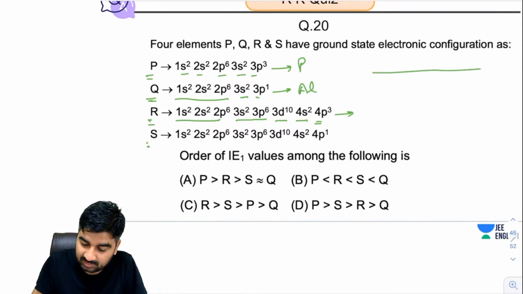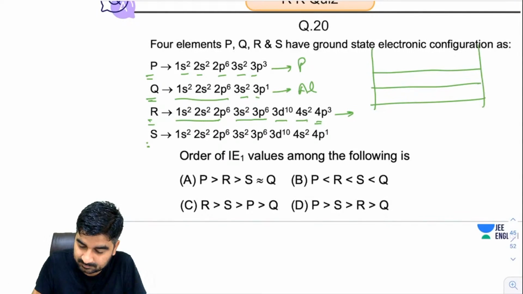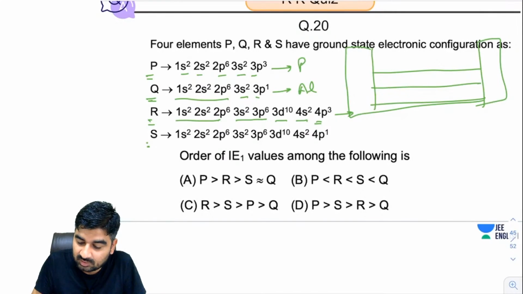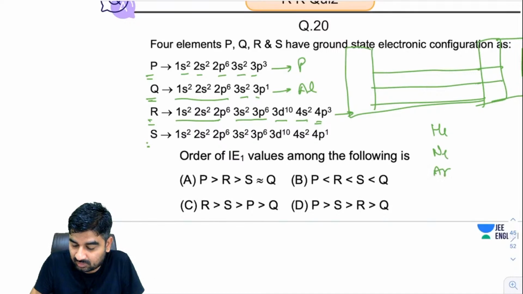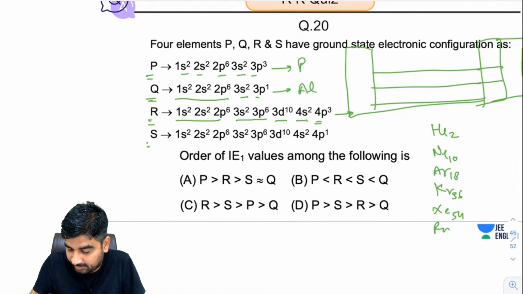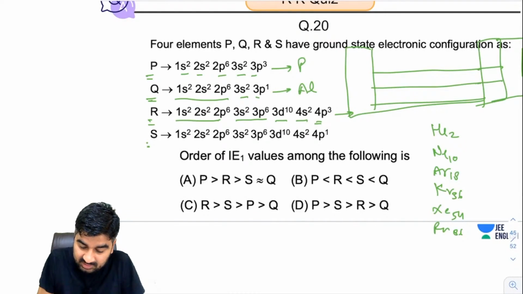So in the periodic table you can easily identify the elements. I told you helium, neon, argon, krypton, xenon, radon. So it is 2, 10, 18, 36, 54, and radon will be 86. So it says 33.